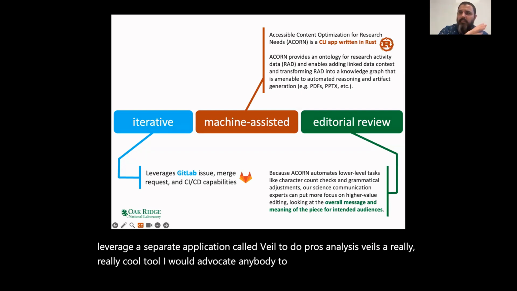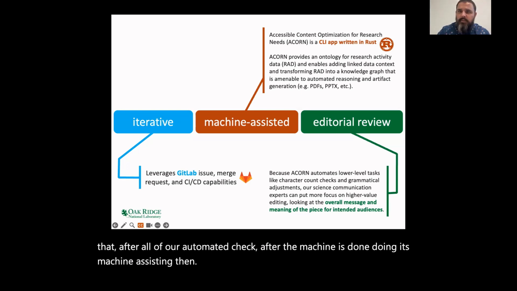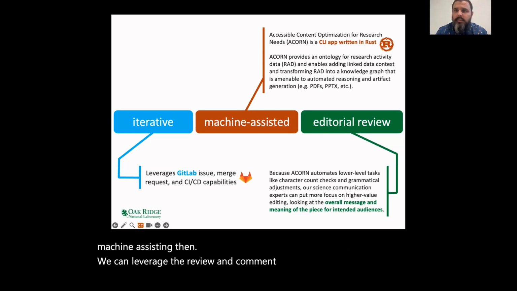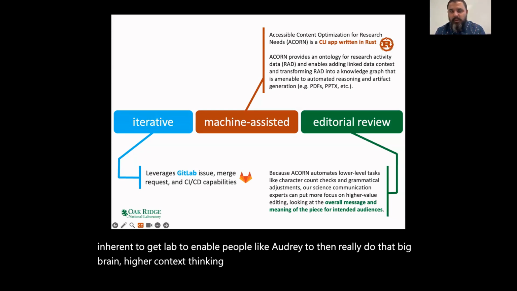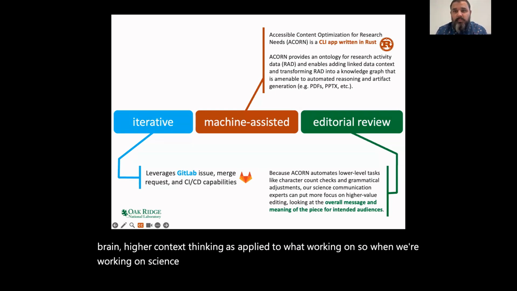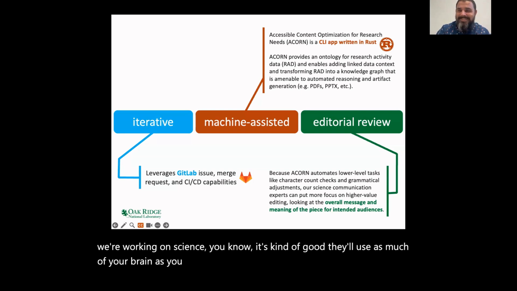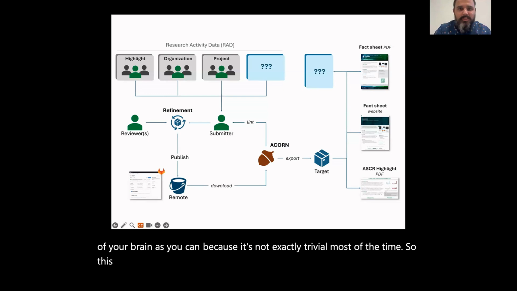And then on top of that, after all of our automated checks, after the machine is done doing its machine-assisting, we can leverage the review, comment, and collaboration process inherent to GitLab to enable people like Audrey to really do that big brain, higher context thinking as applied to what we're working on. When we're working on science, it's good to use as much of your brain as you can, because it's not exactly trivial most of the time.